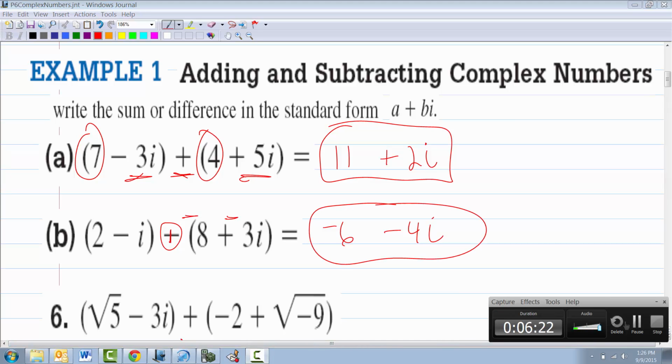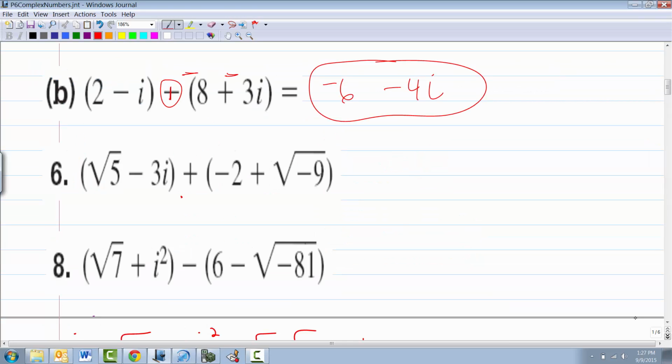Okay, going to take a break from the video for a second. Got to catch my breath. Can you do anything with the square root of 5? I'll just tell you no. Can you do anything with the minus 3i? No. Can you do anything with negative 2 yet? Not quite. What's the square root of negative 9? 3. 3 what? Remember, this is the square root of negative 1 times the square root of 9. So it's 3 what? 3i.